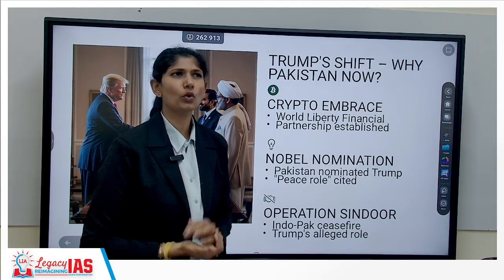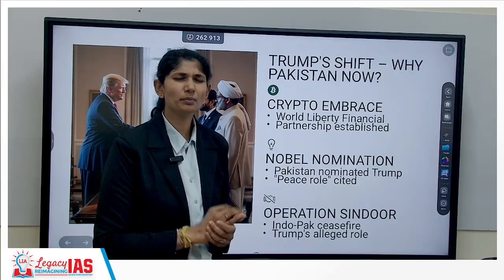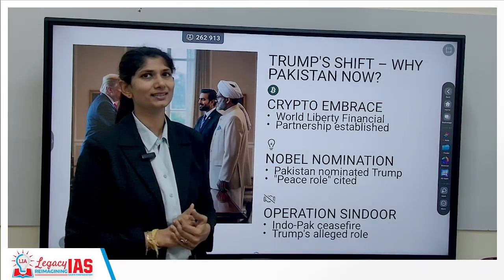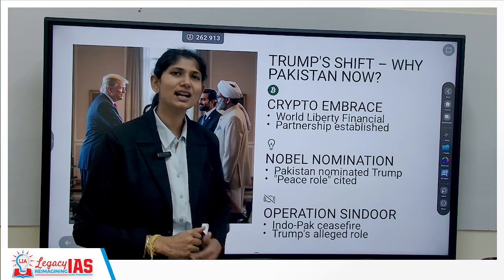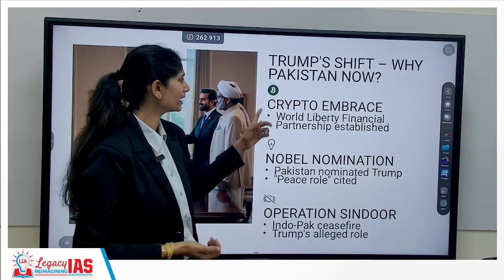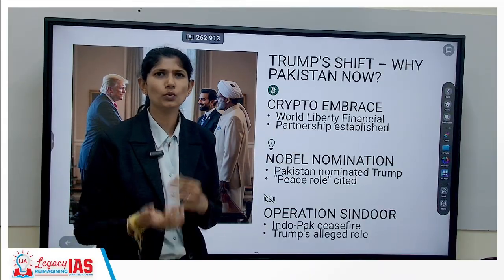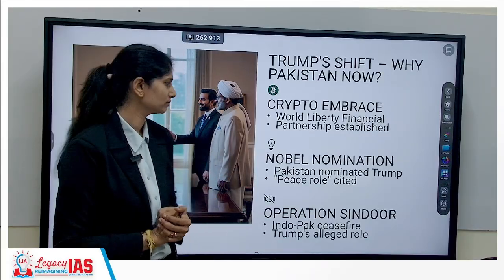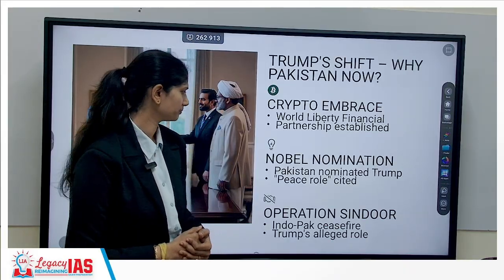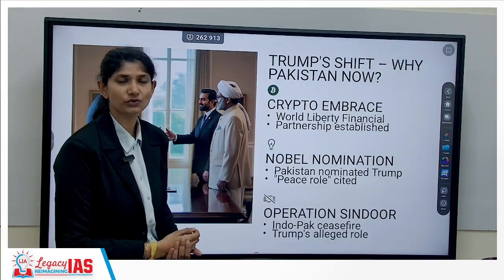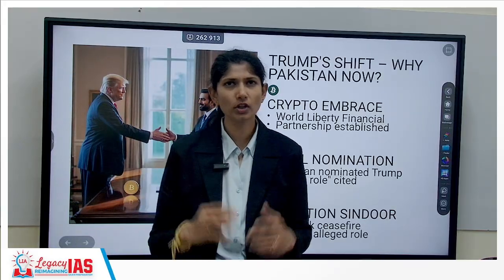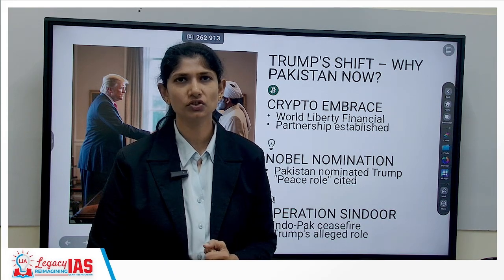Trump's shift towards cozying up to Pakistan, or Pakistan cozying up to the USA, fine, but why now exactly? Why the sudden shift? Why was it different in the first term, and why is the second term different? Simple. Pakistan has embraced cryptocurrency, especially a World Liberty Financial partnership has been established, which has close ties to Trump's family. And also Pakistan has nominated Trump for the Nobel Prize, citing that he brokered the ceasefire between two nuclear power nations.